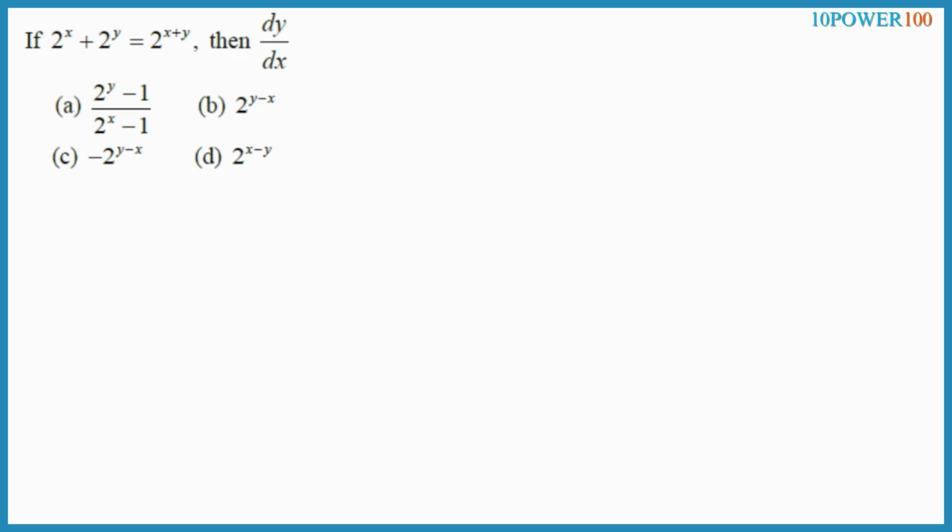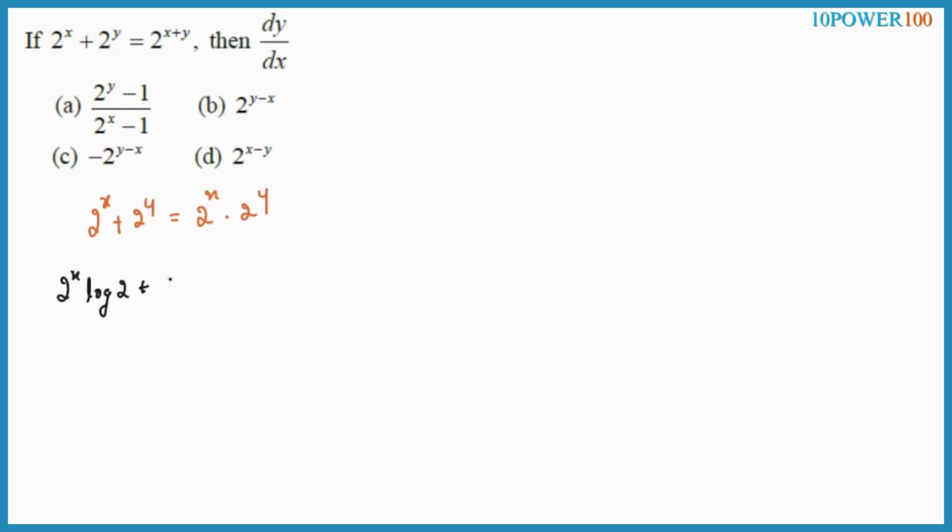The equation is 2 power x plus 2 power y is equal to 2 power (x + y). Okay, so this 2 power (x + y), I'll just write as 2 power x into 2 power y. Now let's differentiate this. If we differentiate, 2 power x differentiation is 2 power x into log 2.